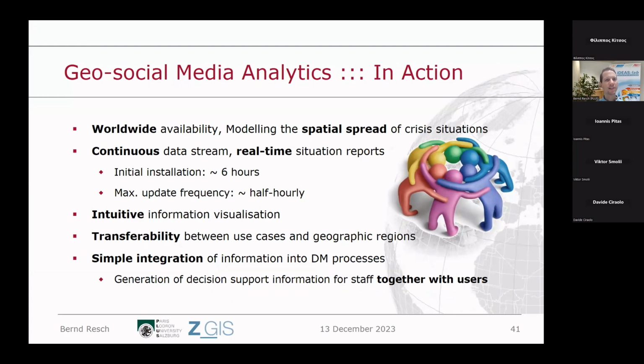First of all, what I want to say about geosocial media analytics in action, in practice, is that we have worldwide availability. So the idea here is that we basically scan the entire world continuously in a number of geosocial media channels. And this can be Twitter, X, Instagram, Facebook, Telegram, Reddit. Partly, this is also public WhatsApp groups. Of course, Flickr and Foursquare, which have nice APIs, but which are not used so much anymore.